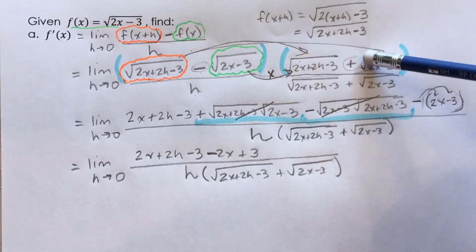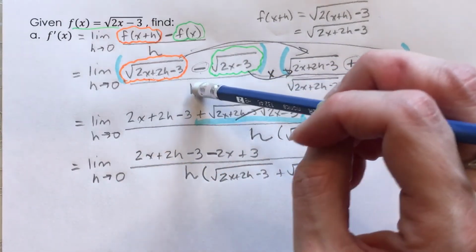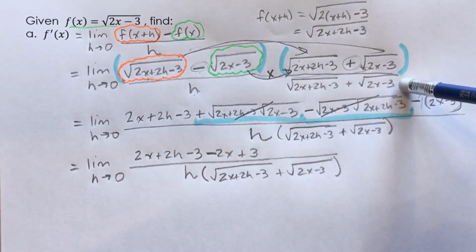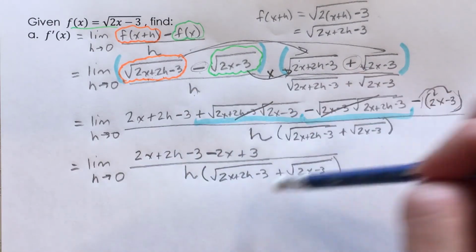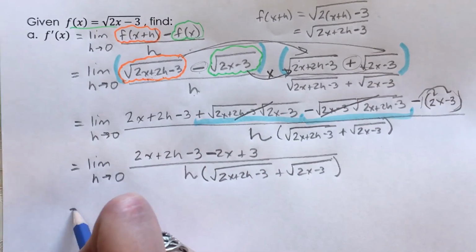We multiplied the top by the conjugate, and that gave us this FOIL thing. We multiplied the bottoms together, the denominators, and we just left it as h times this in brackets. So now, and then we simplified the numerator a little bit. We're going to simplify it some more.